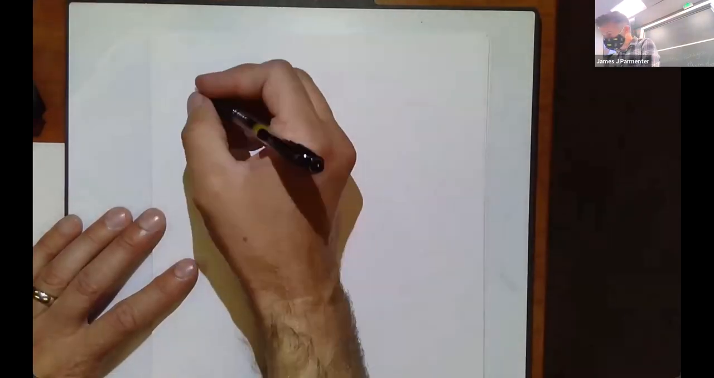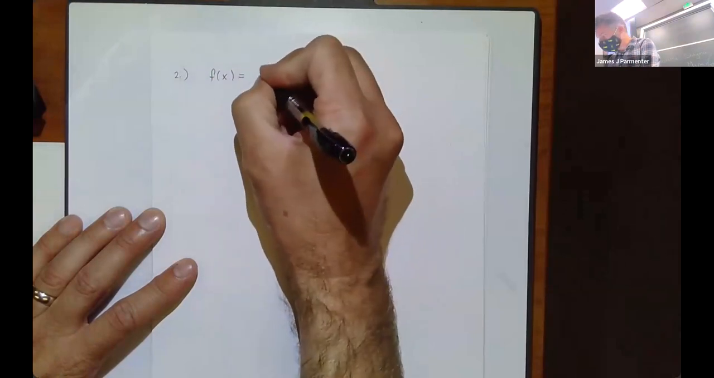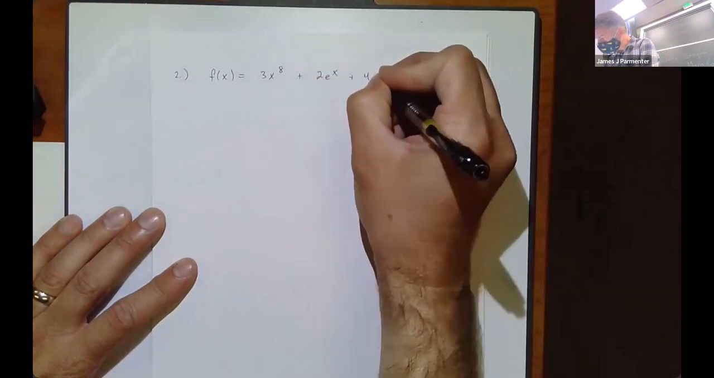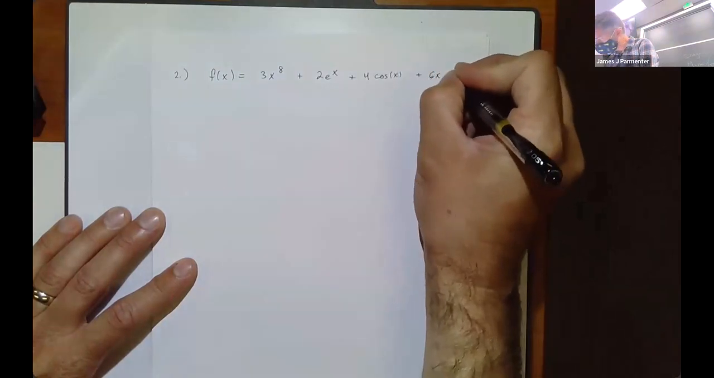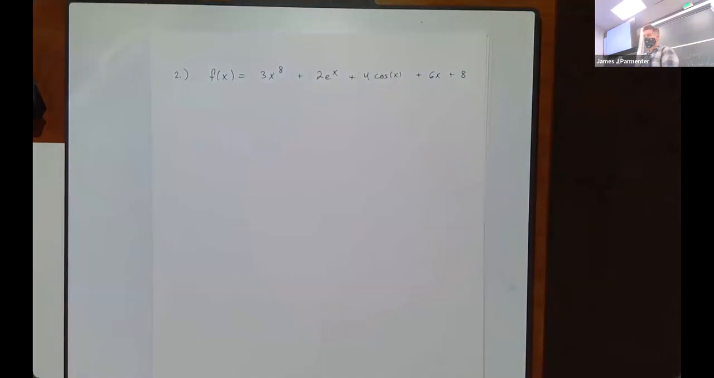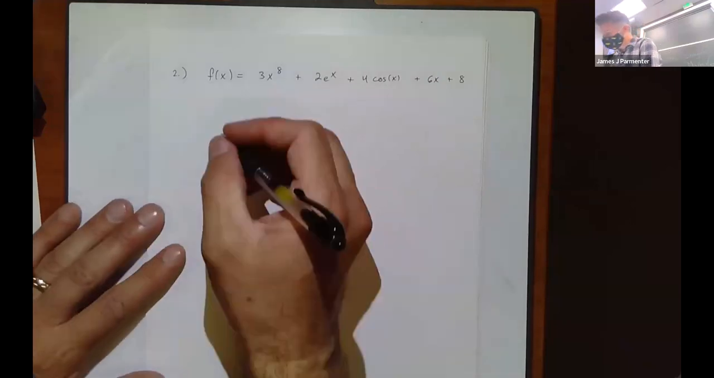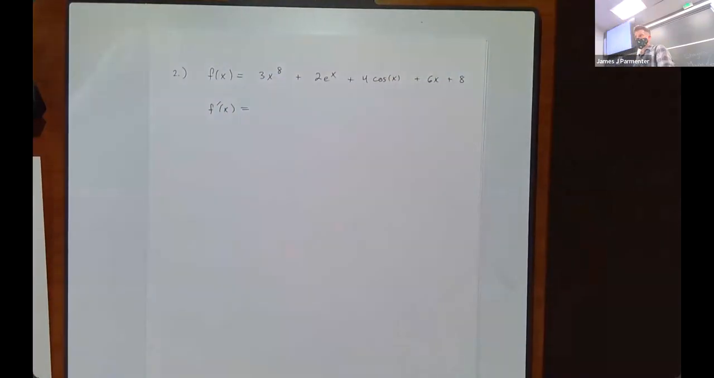So let's look at some other examples here. Sorry, where's my paper? Trying to keep papers organized here so I can post notes later. Let's look at this example. Let's say our function is f of x equal to 3 times x to the 8th plus 2 e to the x plus 4 cosine of x plus 6x plus 8. In fact, before we find the antiderivative, let's just find the derivative. Let's find lowercase f prime of x. Why don't you all find lowercase f prime of x?